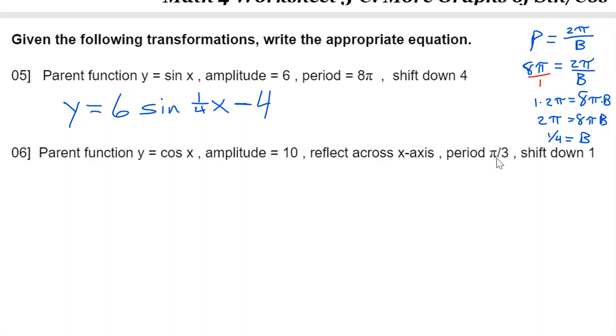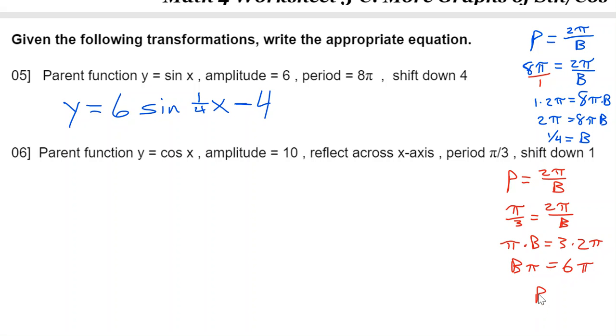Now let's try a period of π/3. All right, so π/3 equals 2π/b. Now when I cross multiply, I get bπ over here, and I get 6π over there, which means b is going to be 6. So we're going to write y equals, we are reflecting across the x-axis with an amplitude of 10.